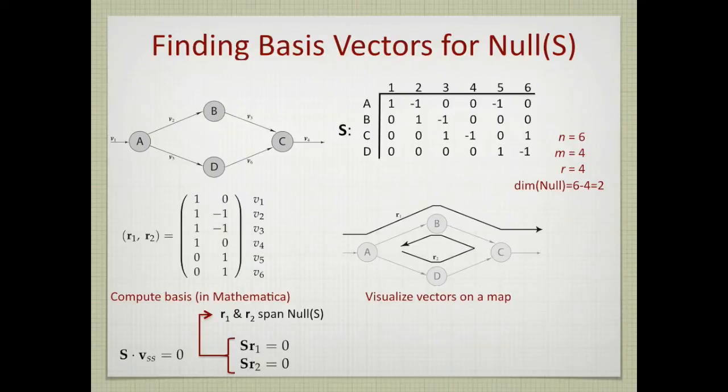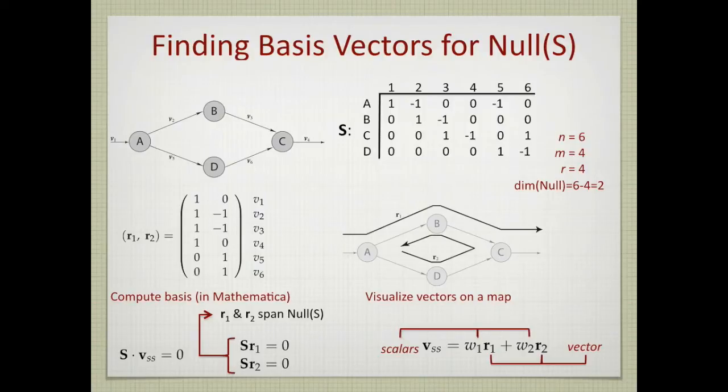Now, any steady state solution is in the null space. So S dot any flux vector in the null space would give me a 0. And these 2 basis vectors, R1 and R2, are in the null space. So if I multiply them with the stoichiometric matrix, I get a 0. And any linear combination of these basis vectors, R1 and R2, will give me a point in the space. So if I pick any weights, W1 and W2, and I add up my basis vectors, I will get a steady state flux vector that is in the null space.